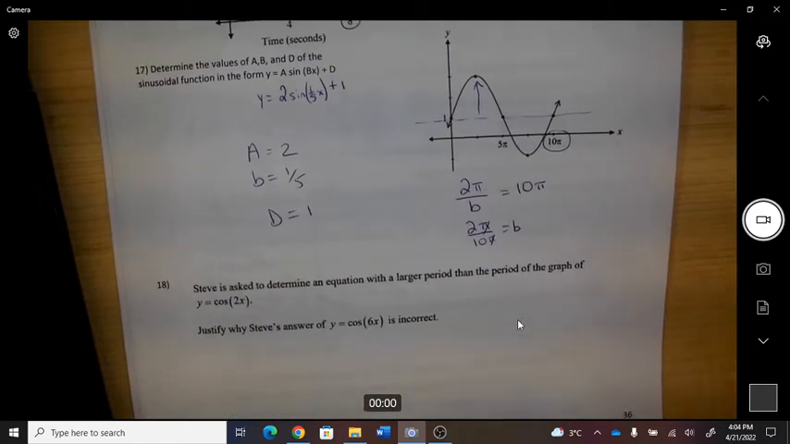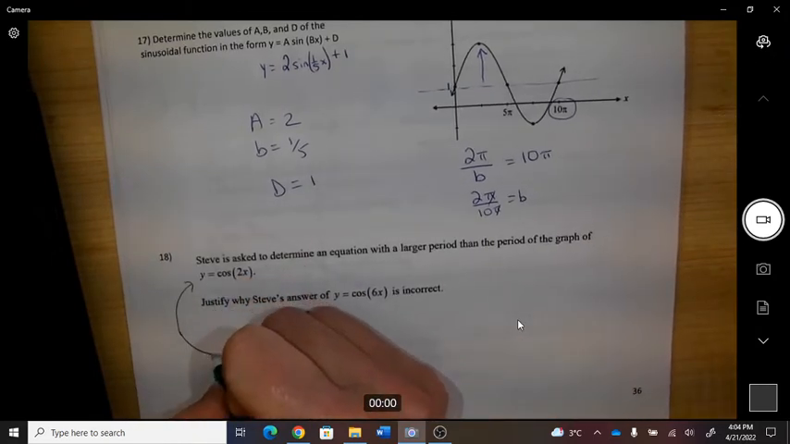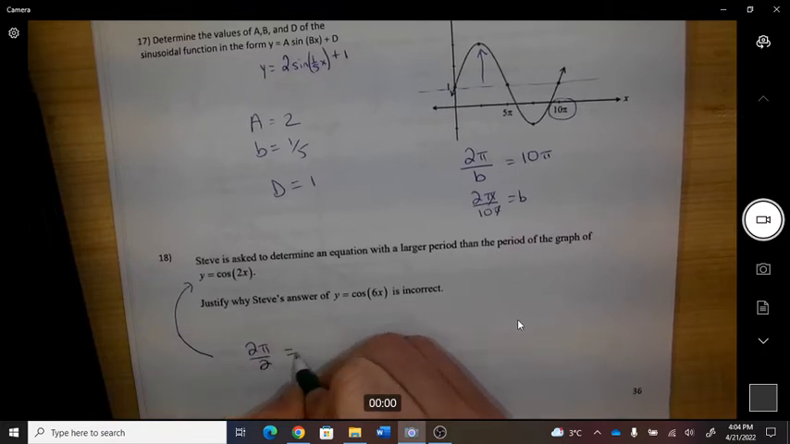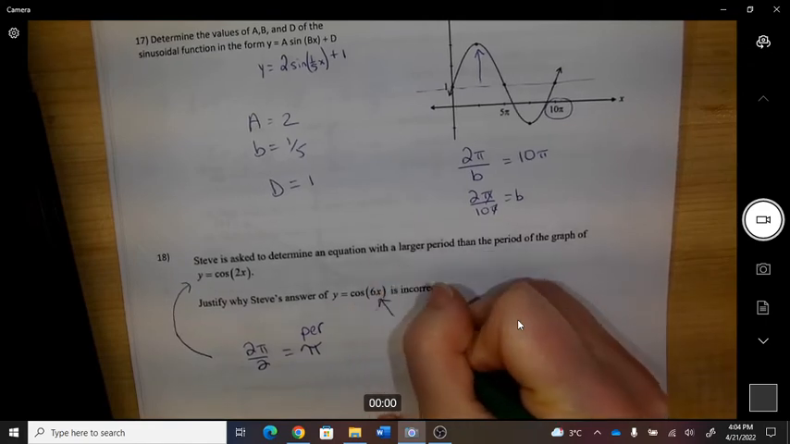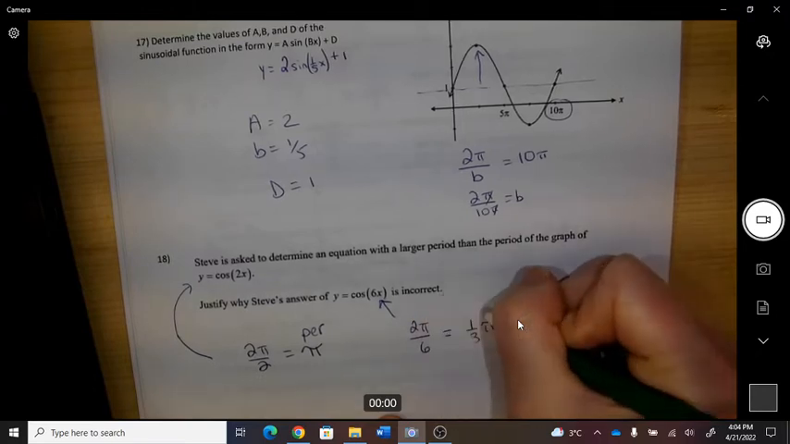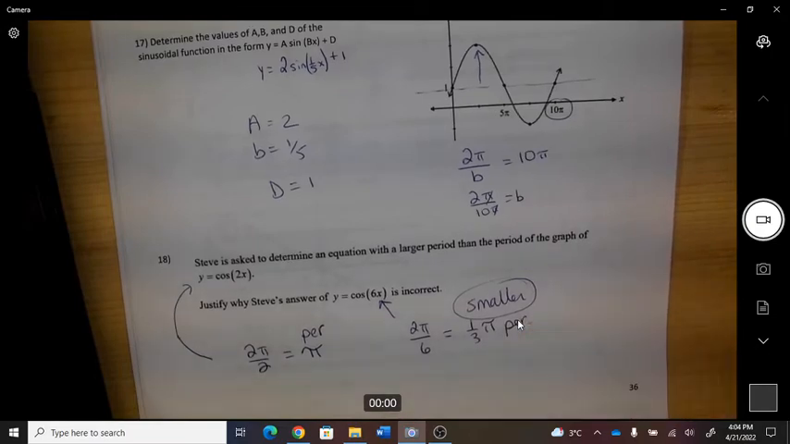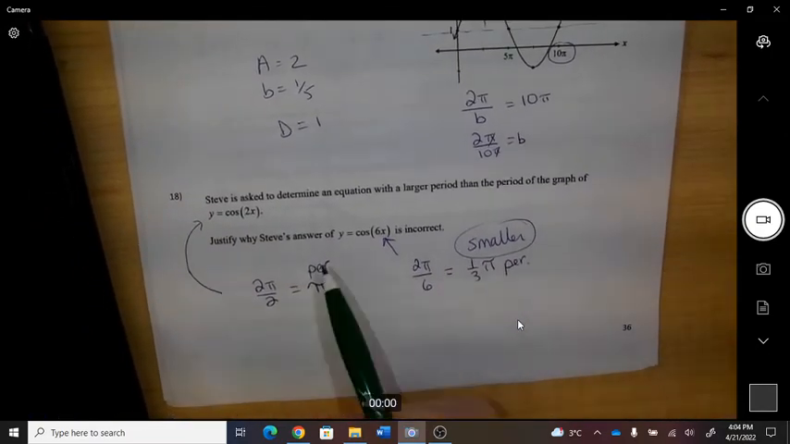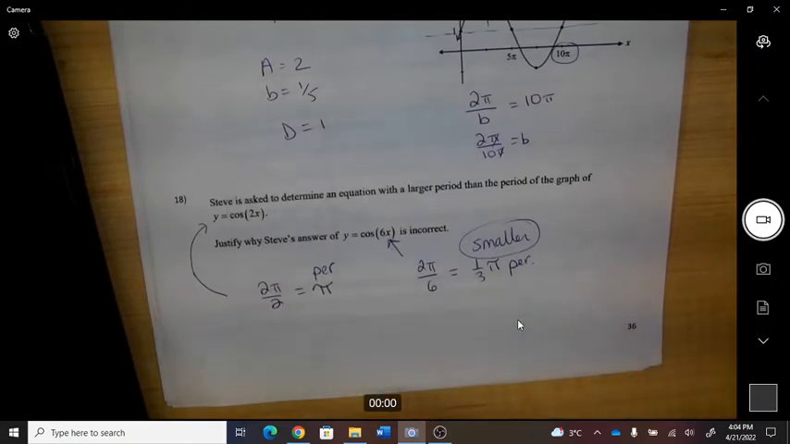Steve's asked to determine an equation with a larger period than the period of this graph, and he answered this, but he's incorrect. Okay, so this is 2 pi over 2, so it has a period of pi. And then this 2 pi over 6 has a period of that, which is smaller. Okay, so remember that this is a divide by b, so it's making it smaller.